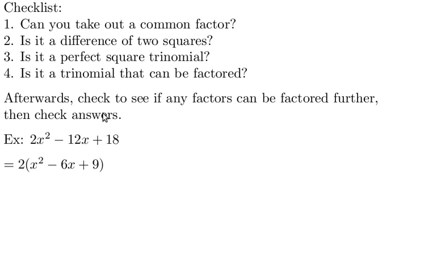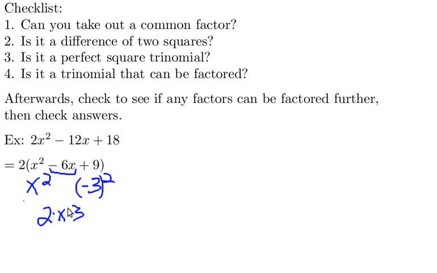Then we see, is it a perfect square trinomial? Well, let's take a look at that. We have a square term here, and we have a square term here. This is x right here, and this is 3, so this is x squared, and this is 3 squared. Now we check to see, is this middle term 2 times a times b? Well, not exactly, because 2 times x times 3 gives us positive 6, so we need to change this from positive 3 to a negative 3. Now that makes this negative 6x.